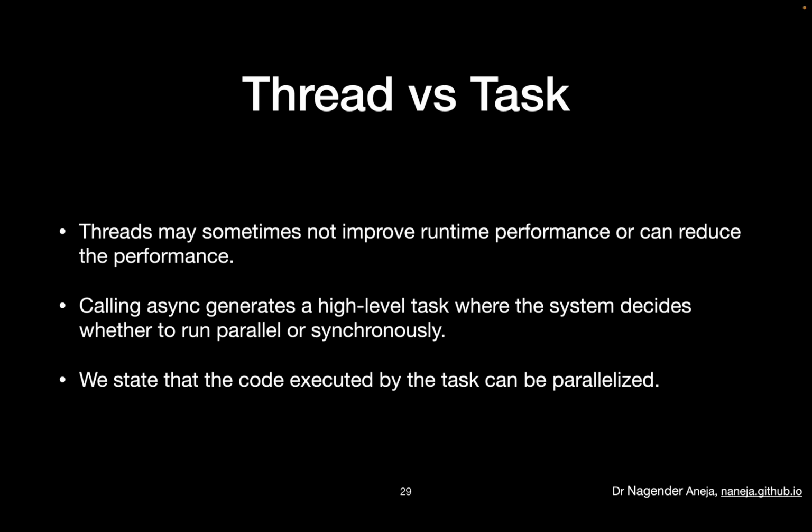And calling async, so we use async here. Calling async generates a high-level task. So the system decides whether to run in parallel or synchronously, right? Synchronously means that it's all sequential. So one executes, then second and third and fourth, not parallel. So whether it runs in parallel or synchronously is decided by the system, not by us. So we as a programmer decide only one thing, that this can be parallelized, right? We're not instructing anything here. So we say that the code executed by the task can, in principle, be parallelized.